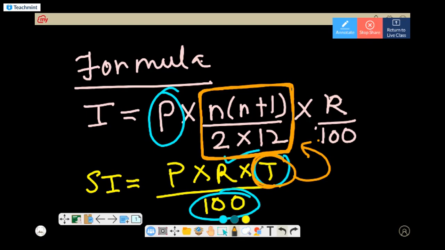Ma'am, we have to write the simple interest formula also. No, simple interest I just gave so that you understand the comparison. Yes, finish writing.